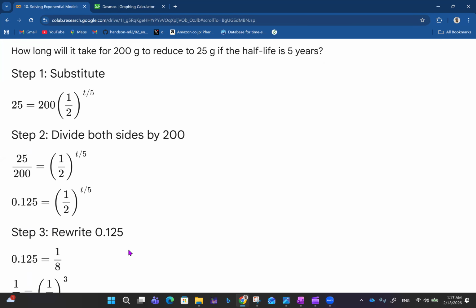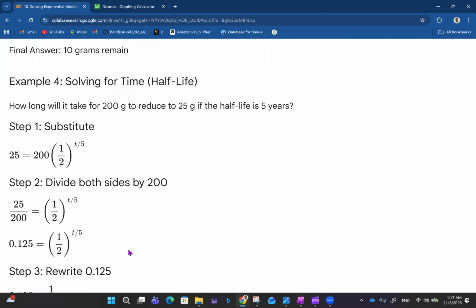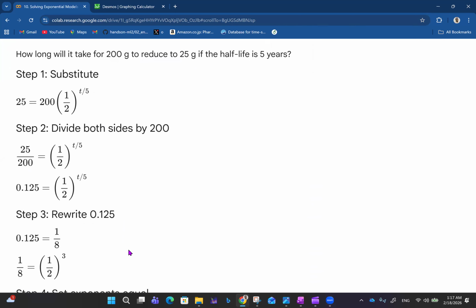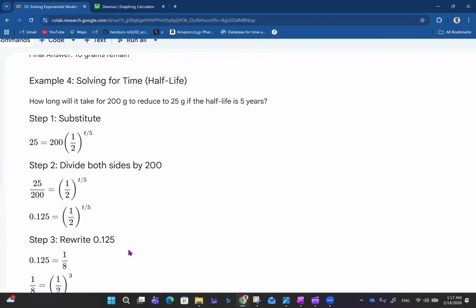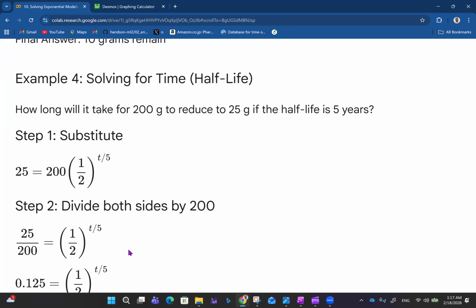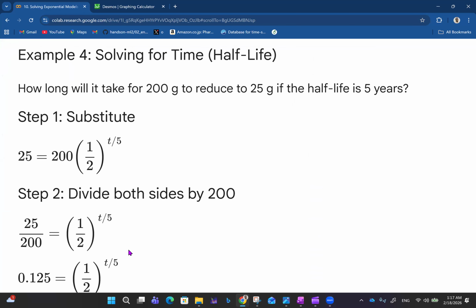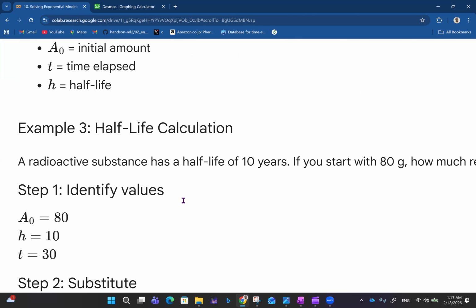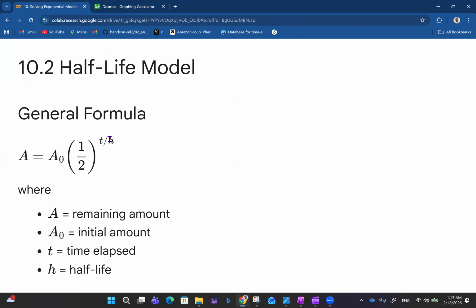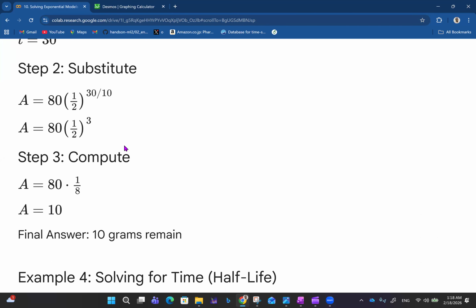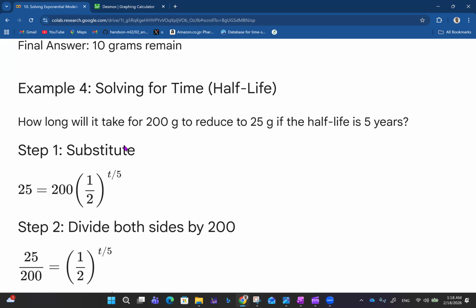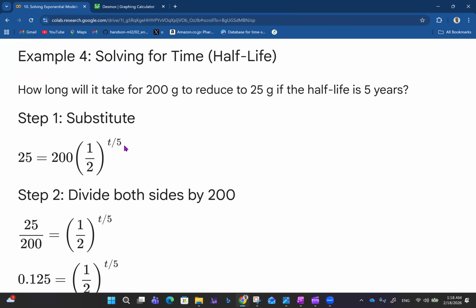Then example 4, we have this other one. Okay, this is long, so I can go step by step. So, solving for time. You can see that in this half-life equation, there's time here. So what if you know the half-life, you know the initial amount, but you now want to know what time it will take for it to decrease to a particular value? In this case, you want to find that time. Of course, you need to use logarithm here. So let's see how that goes.